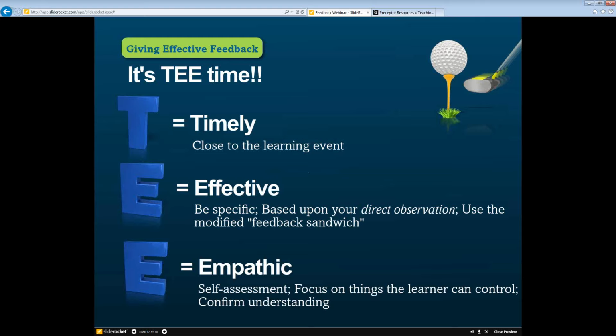And then finally, feedback has to be empathic. So we should ask our learners for their own assessment of their performance. Oftentimes they are more critical of their own performance than we are, and that's okay. But if they say, no, I think I did great, I knocked the ball out of the park, and you say, oh, there are some things that I've noticed about this learner, maybe they're just not aware of their performance issues. So definitely get a self-assessment.